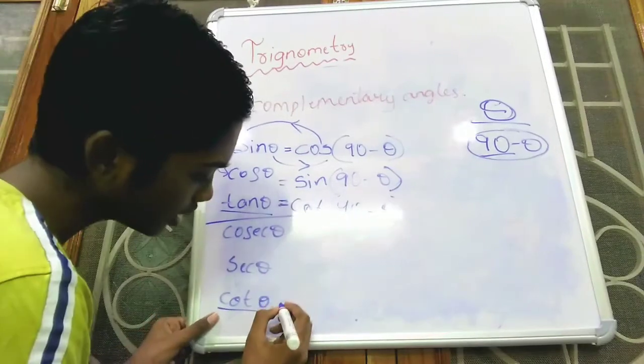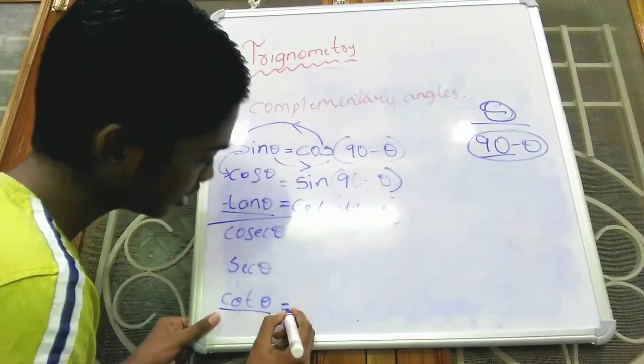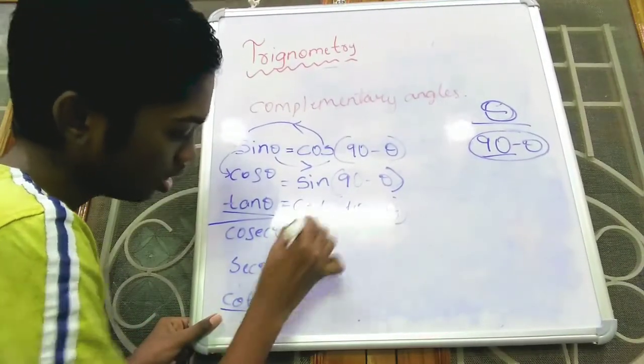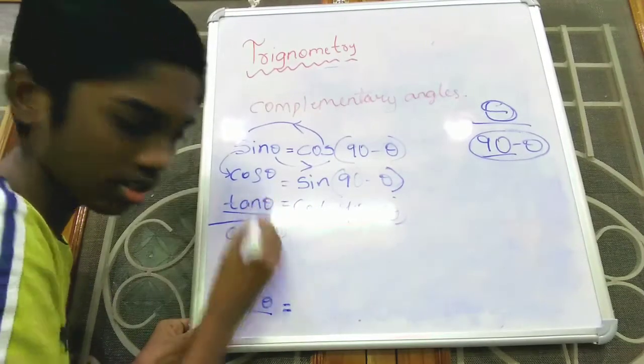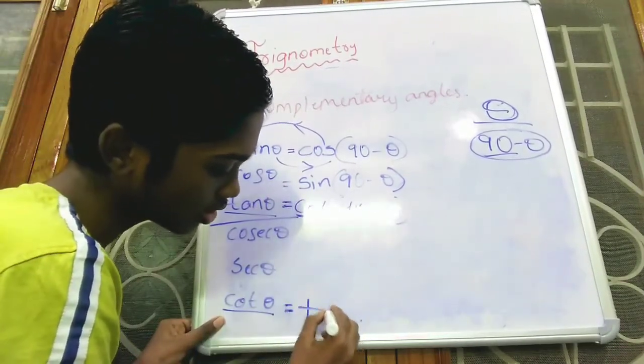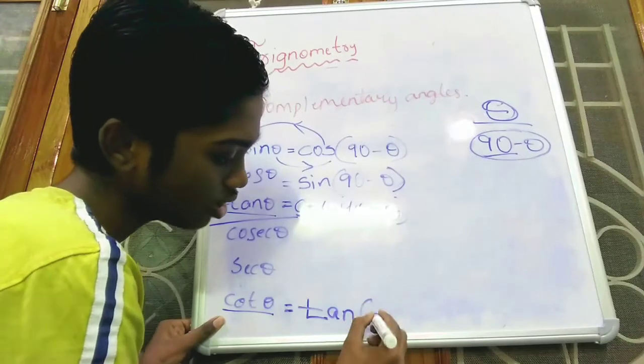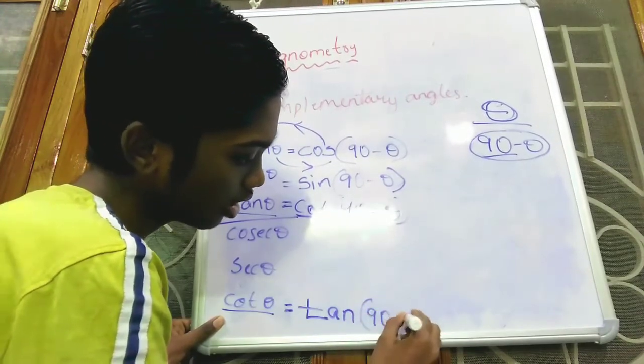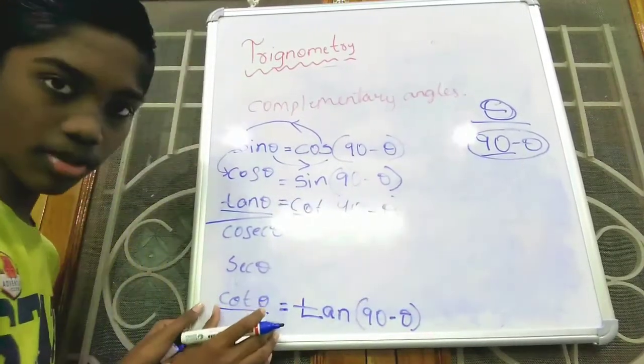So now let us see cot. As tan equals cot, the reciprocal of cot theta is tan theta. Then here you write tan, which is reverse. Tan of, I said to remember, 90 minus theta. This is the formula of cot theta.